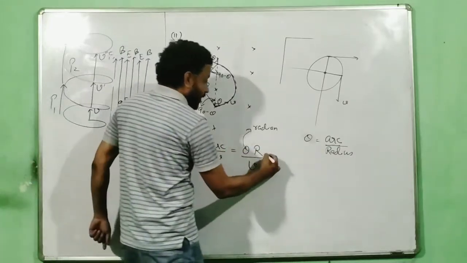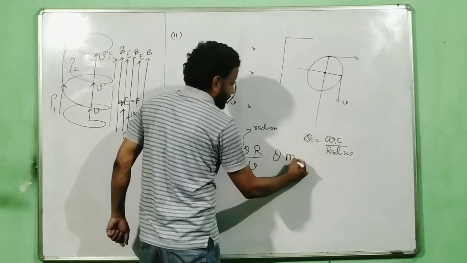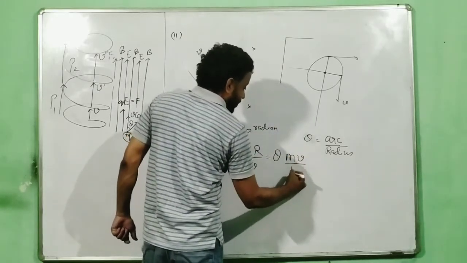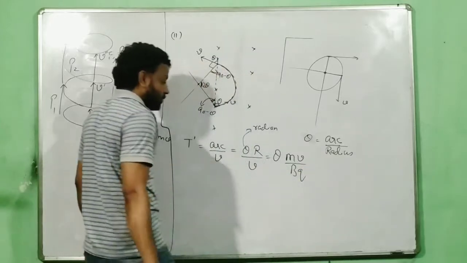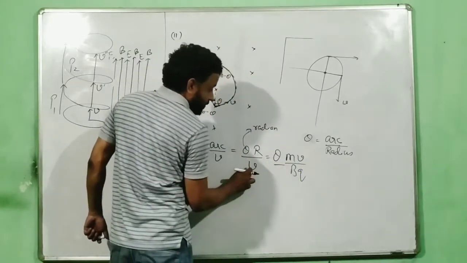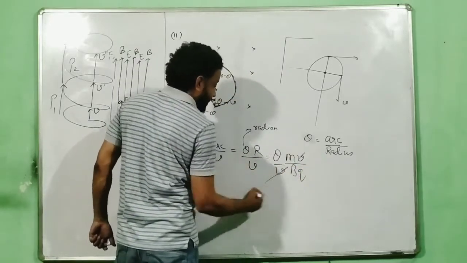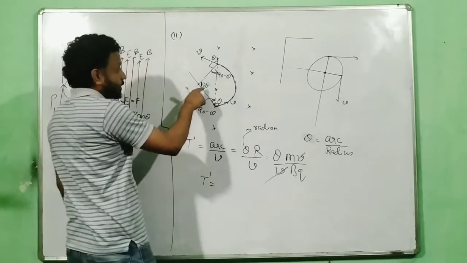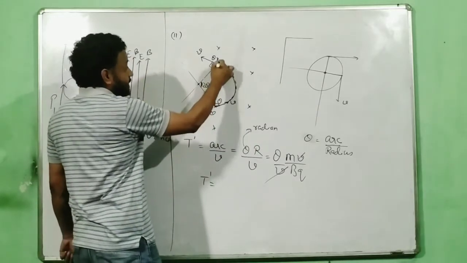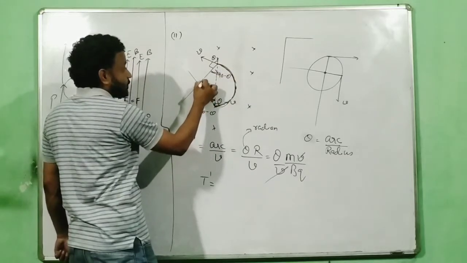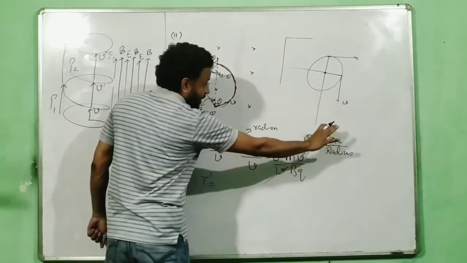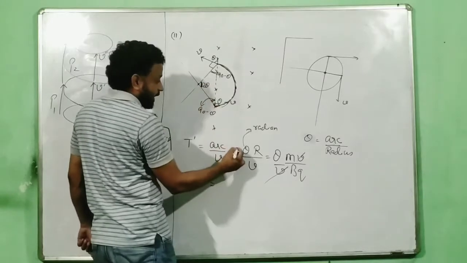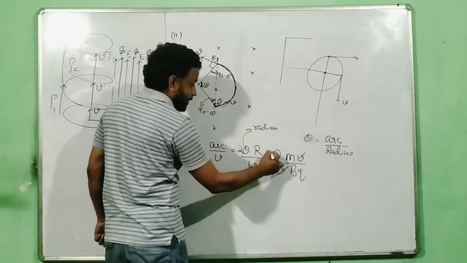So what is the radius here? Radius was, if I am correct, mv by qB, divided by this velocity over here. This velocity cancels out. So t dash will be equal to, okay, sorry, what is the angle here? This arc is subtending an angle of 2 theta. So the formula is correct, but at the angle, how much angle is it subtending? It is subtending an angle of 2 theta. So it becomes 2 theta.